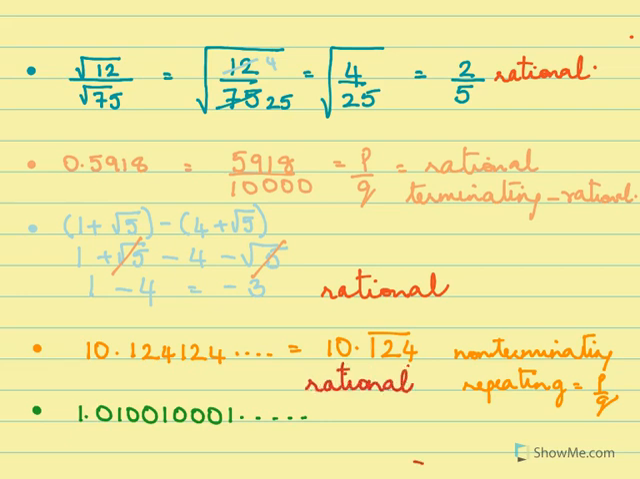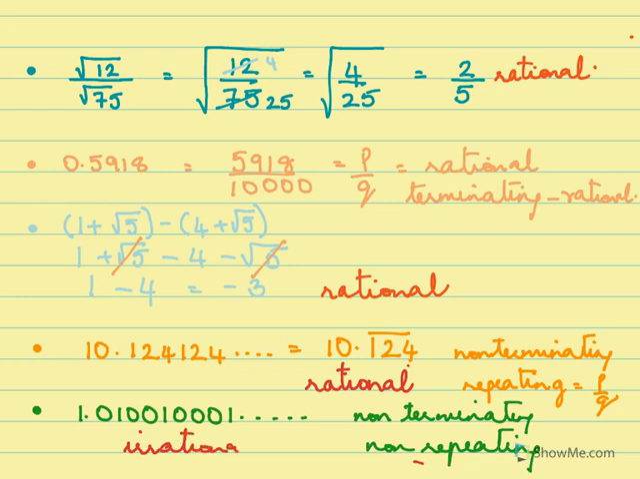Now if you see for the next one, this is non-terminating, but it is also non-repeating. Non-terminating, non-repeating are irrational. So this number is irrational. The pattern does not repeat. Here if you see 124, 124 repeats. So it was a repeating one, so it became rational. This is non-terminating and also non-repeating. It is irrational.